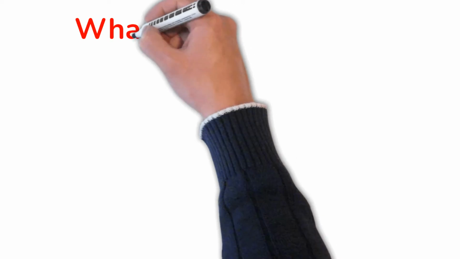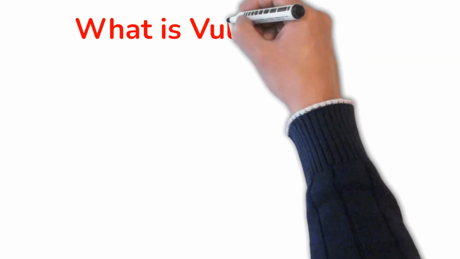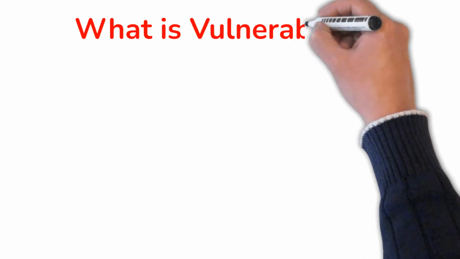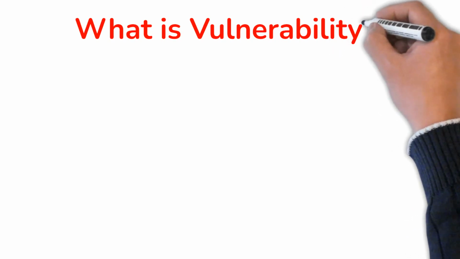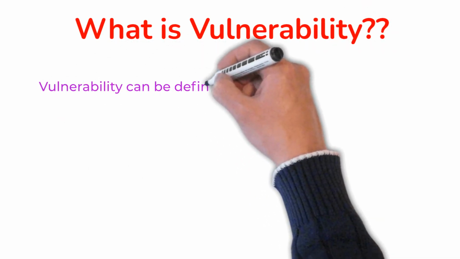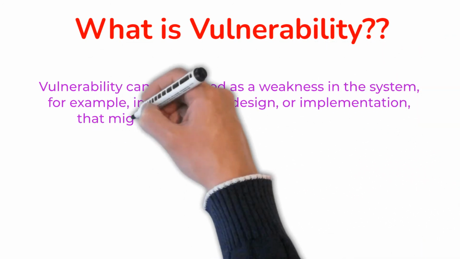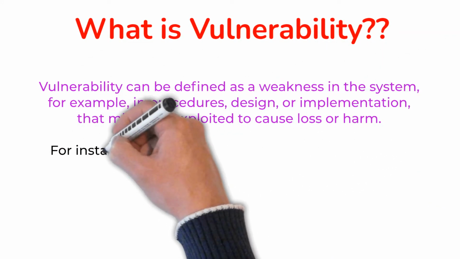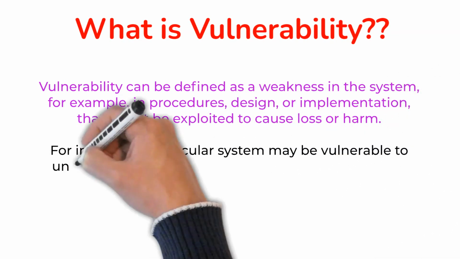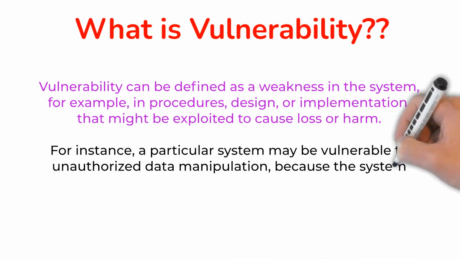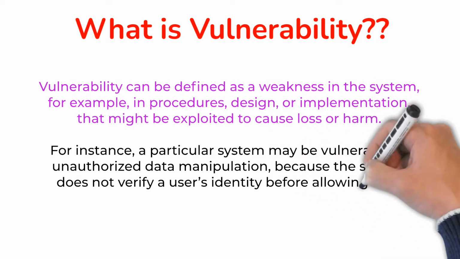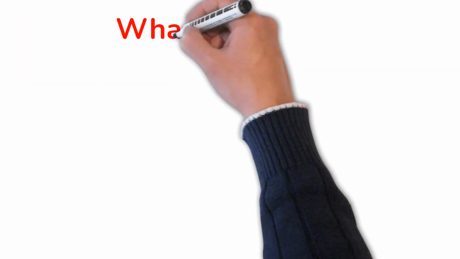Now, we will understand the basic difference between the 3 terms. Vulnerability, threat, and control. Vulnerability can be defined as a weakness in the system, for example, in procedures, design or implementation, that might be exploited to cause loss or harm. For instance, a particular system may be vulnerable to unauthorized data manipulation, because the system does not verify a user's identity before allowing data access.